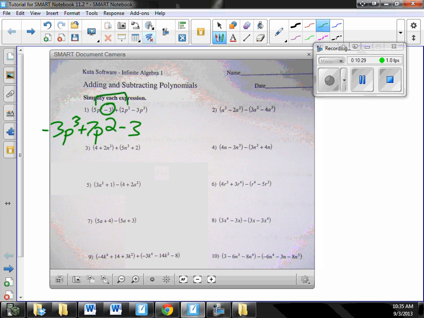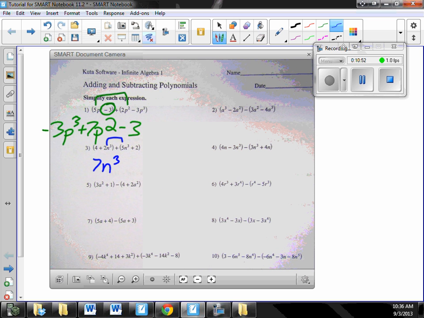Okay, number 2. Actually, let's do number 3 first. So my biggest exponent is a 3. So I'm going to put the n to the thirds together. Number 3. So 2n to the third and 5n to the third is 7n to the third. And then I don't have any n squareds, and I don't have any n's, but I do have constants. 4 plus 2 is 6.